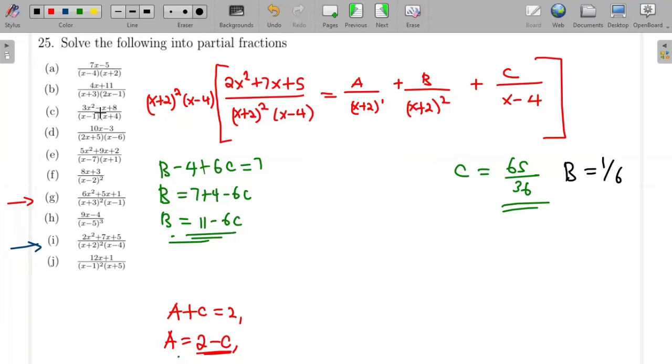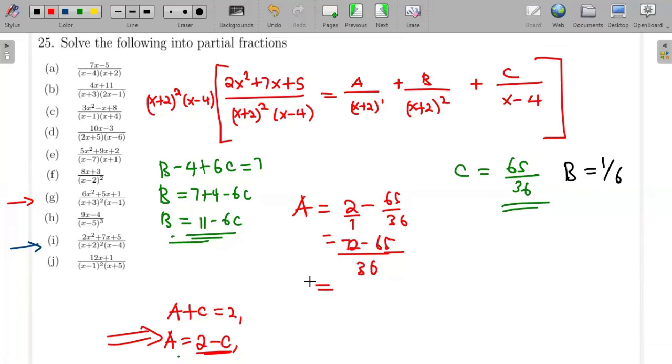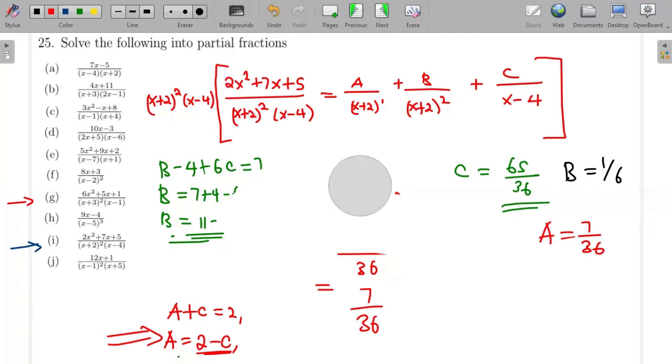Let's find a. So a is given by this. So that is a is equal to 2 minus c. So the common denominator here is 36. So this will be over 36. 36 multiplied by the 2 above there will be 72, minus 1 multiplied by that 65. So this is going to be equal to 72 minus 65. So that gives me 7 over 36. So my a is equal to 7 over 36. Okay, so we are done.